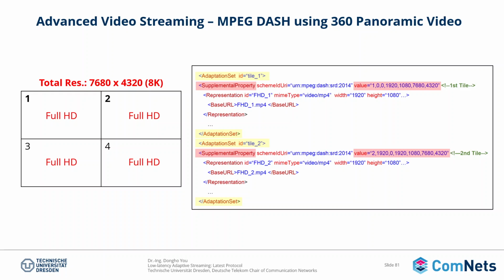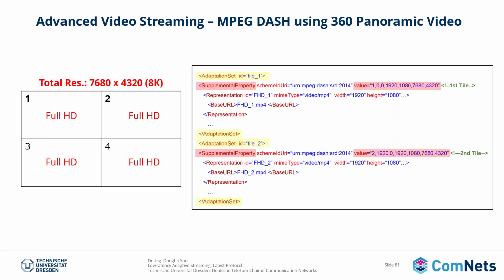Let's see one example using 4 tiles. Assuming that there is a panoramic 360 video, we can divide it into 4 tiles, right? The panoramic video has 8K resolution, and that's why each tile has full HD resolution.